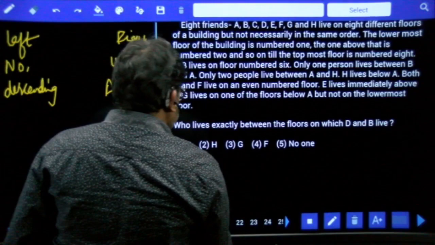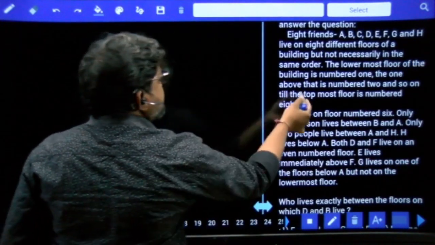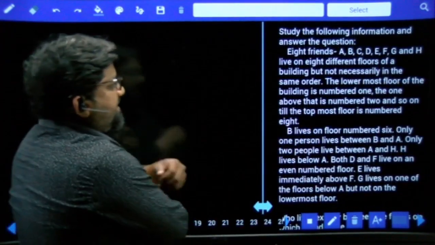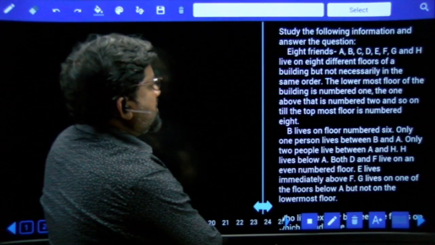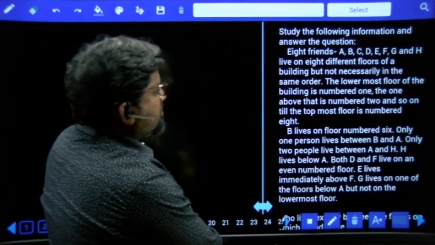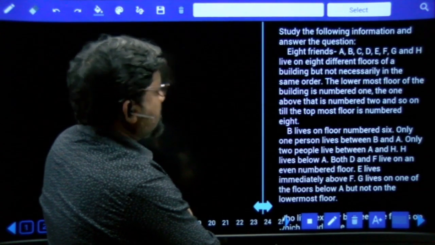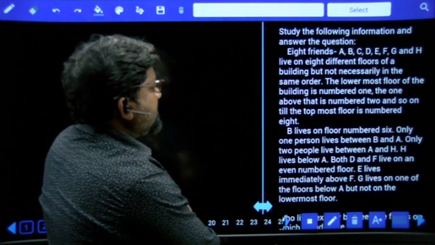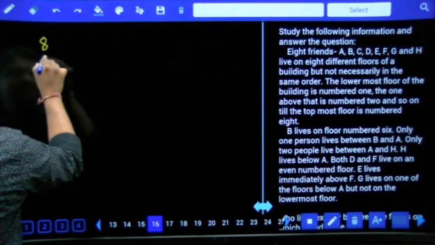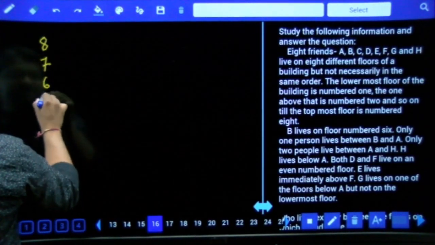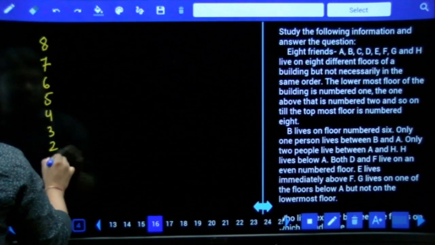Let's see what the 16th question is. 8 friends A, B, C, D, E, F, G, and H live on 8 different floors of a building, but not necessarily in the same order. The lowermost floor of the building is numbered 1, and the one above is numbered 2, and so on, till the topmost floor is numbered 8. So an 8-floor building: 8, 7, 6, 5, 4, 3, 2, 1.